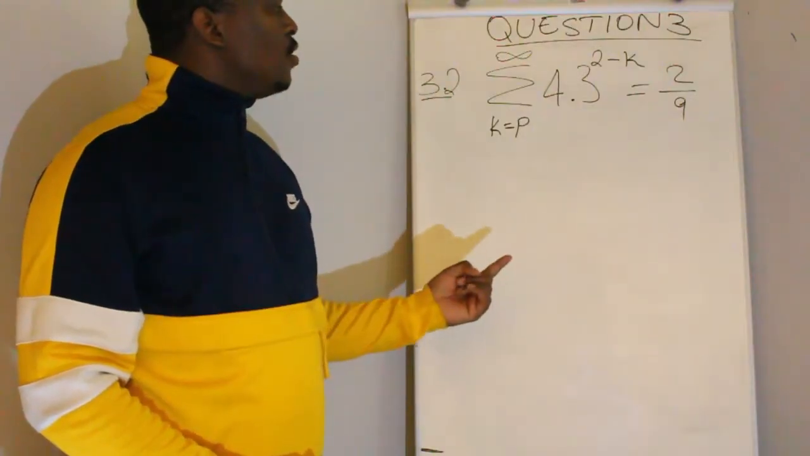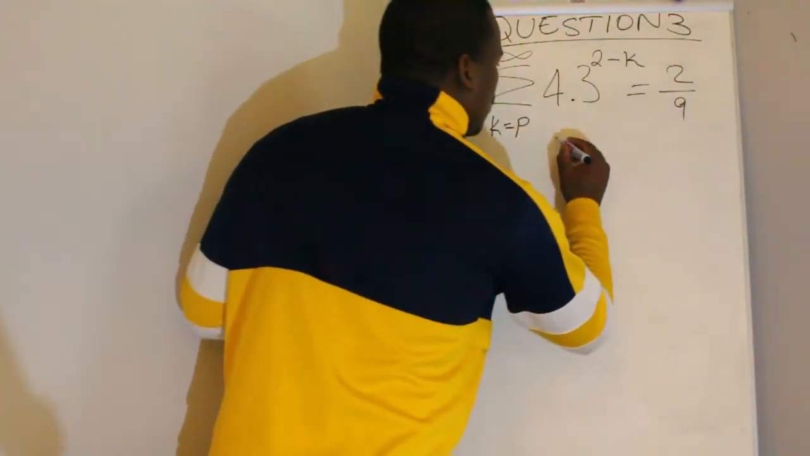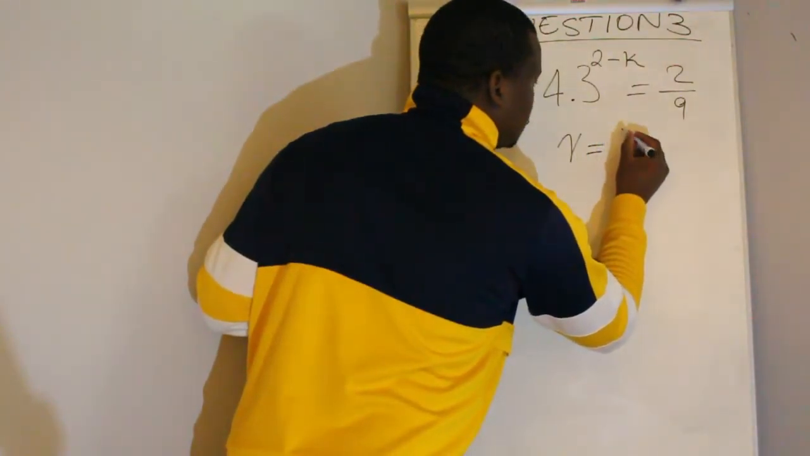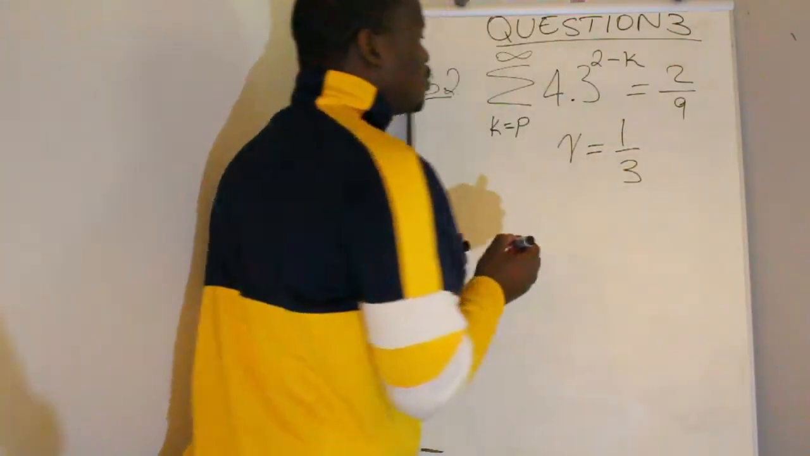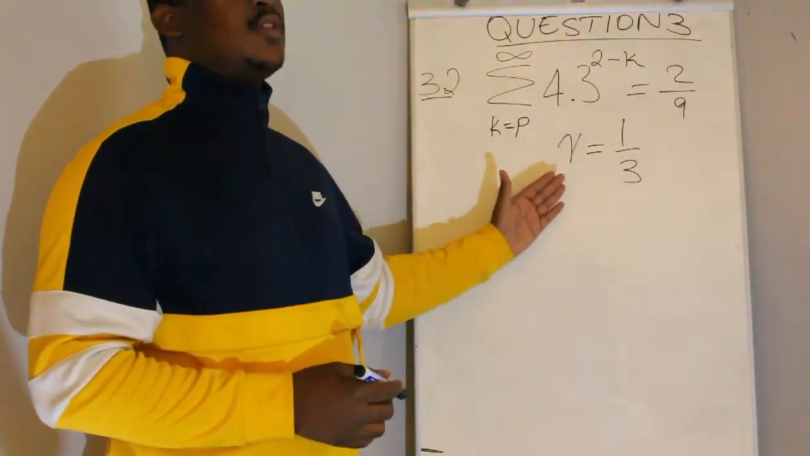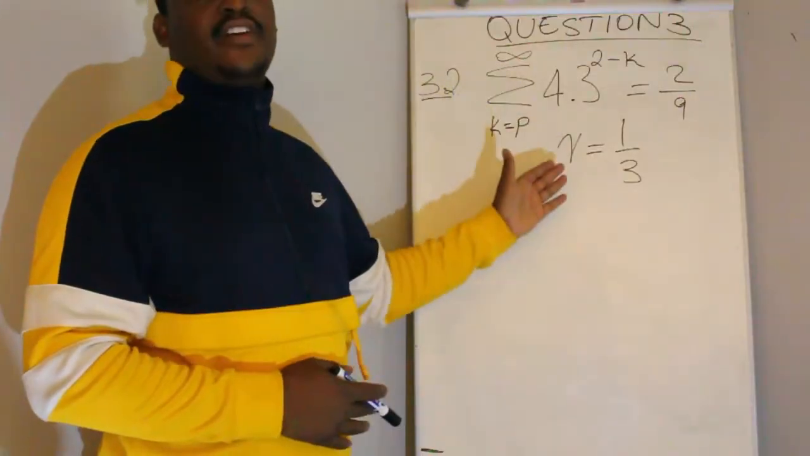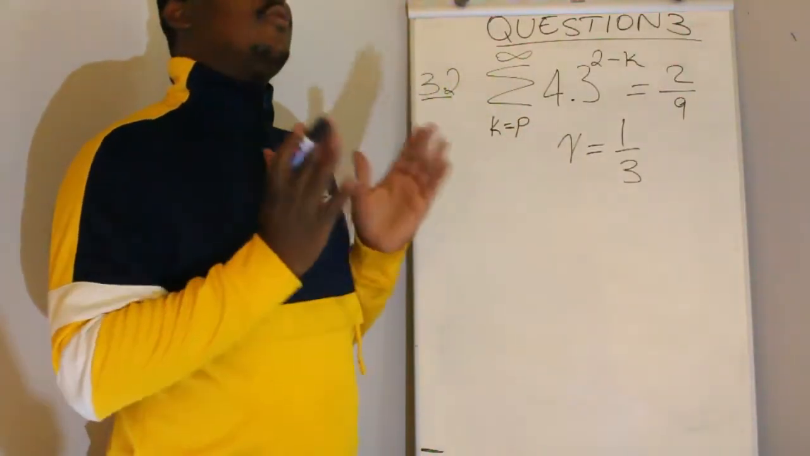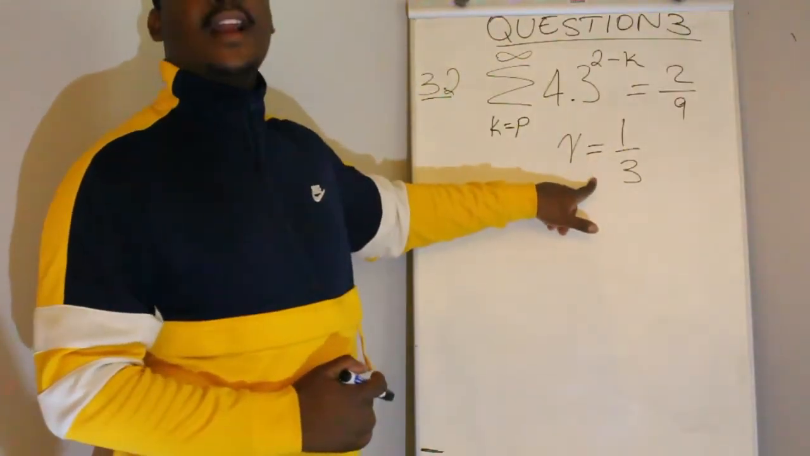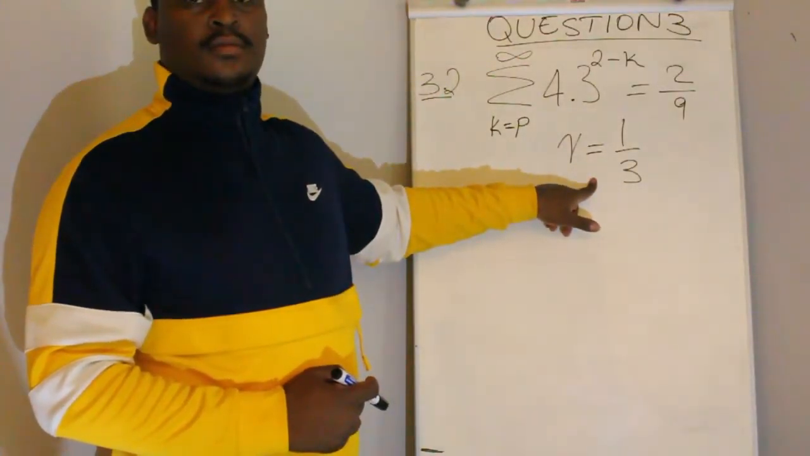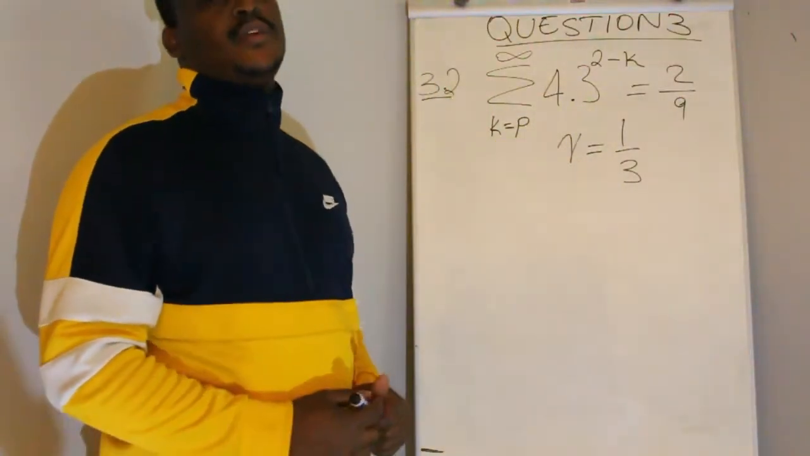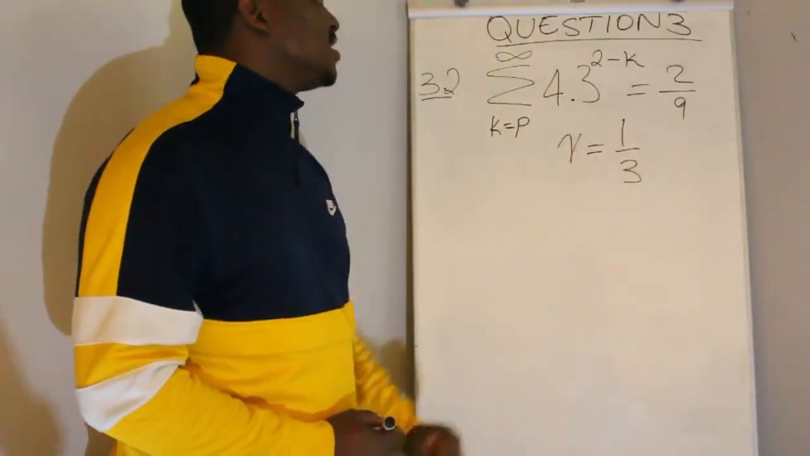In the previous question, we already established that the common ratio of the geometric series is equal to 1 over 3. That's how we concluded that this geometric series is convergent, because in order for a geometric series to be convergent, the common ratio must be between 1 and minus 1. And this number here is in between that.